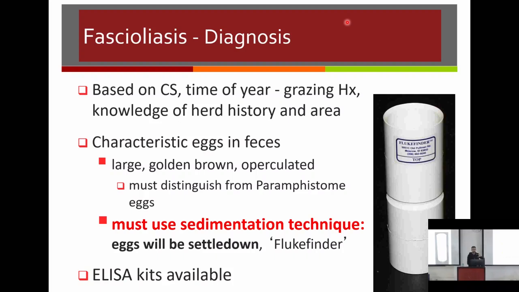we have seen the characteristics. They are operculated, golden brown in color, large eggs, and you can perform the sedimentation technique tomorrow in your lab to identify the flukes. And this is a fluke finder. We will not perform this. We will use the sieve instead of the fluke finder in tomorrow's lab. But the fluke finder is one of the other possibilities. The flukes will be settled down once you cross from these fluke finders. So ELISA is one of the other methods.